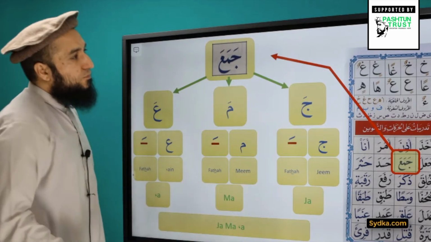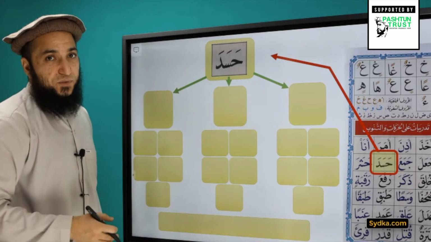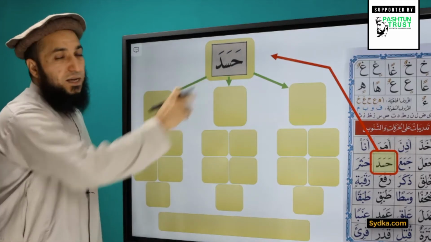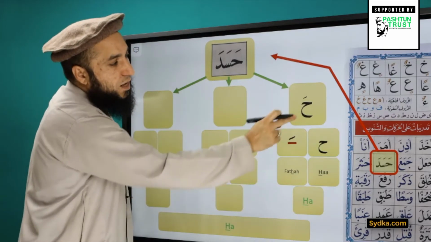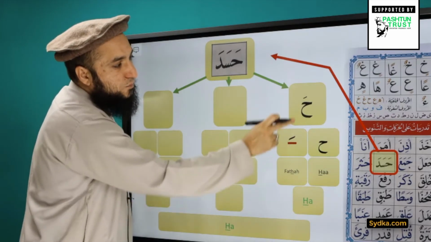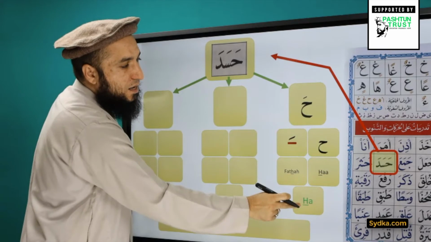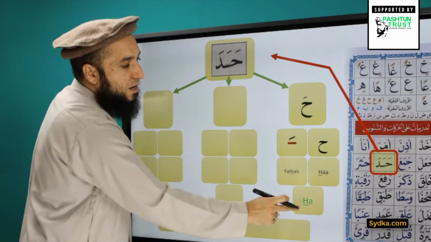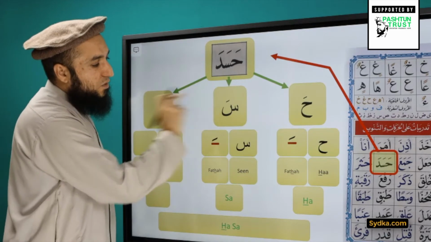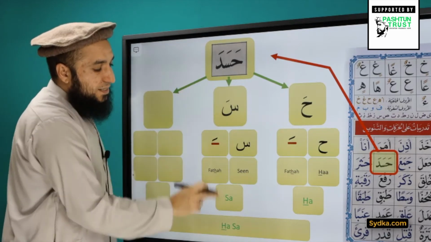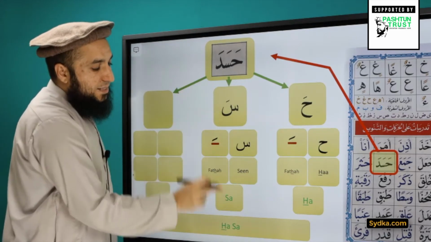So the next word we have is hasada, and hasada has three syllables. The first syllable is ha fatha ha. Ha is not silent, and we have fatha. Ha fatha ha. The second syllable is sin fatha sa. Sin is not silent, and we have fatha. Sin fatha sa.